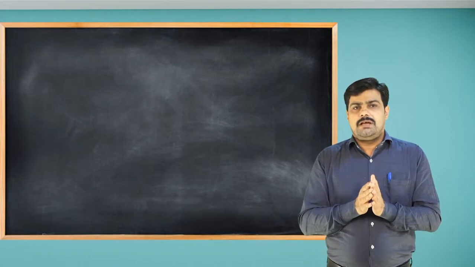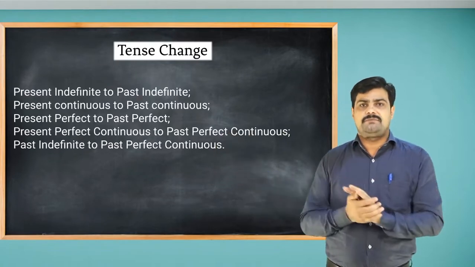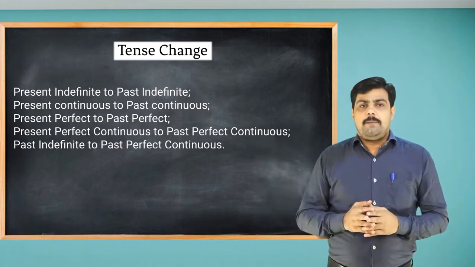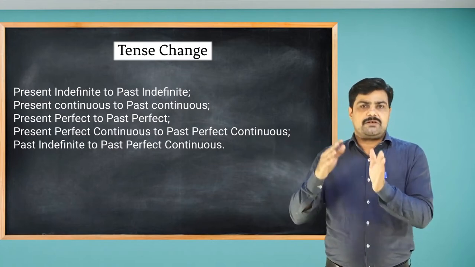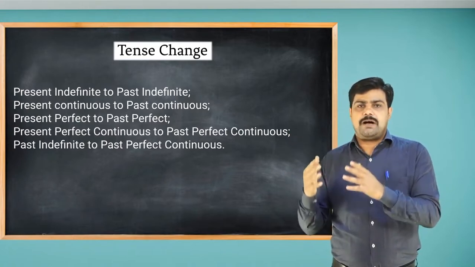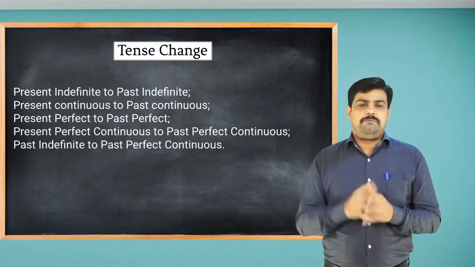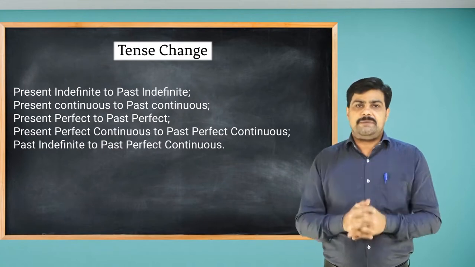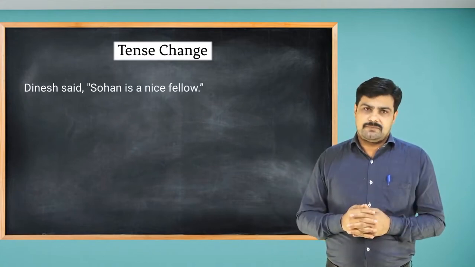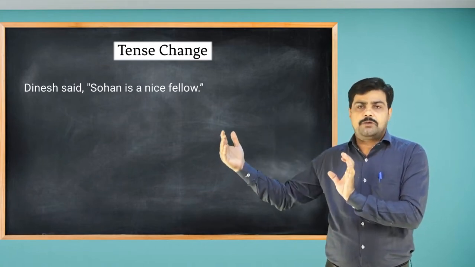Here are some more rules. The past tense of the reporting verb affects the tense of the reported speech, the second part. And the tense of the reported speech is therefore changed accordingly. For example, present indefinite to past indefinite, present continuous to past continuous, present perfect to past perfect, present perfect continuous to past perfect continuous, and past indefinite to past perfect. For example, if you say the sentence in direct speech such as, Dinesh said, Sohan is a nice fellow. Now while changing the tense in indirect speech, the tense of the second part will change.